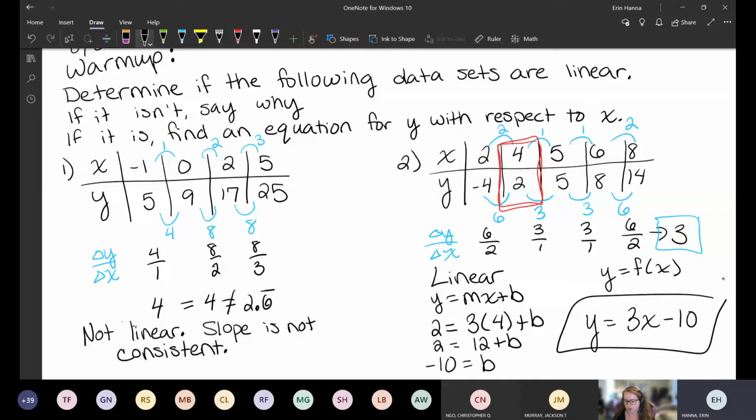You can always try to triple check yourself by plugging in some of these other values. If I take the first point of 2, -4, 3 times 2 is 6. 6 minus 10 is -4. 5 times 3 is 15. 15 minus 10 is 5. So it does seem like it's holding correctly. That's a nice way that you can triple check that you didn't do something wrong in your arithmetic.